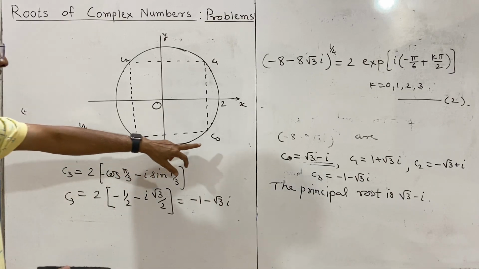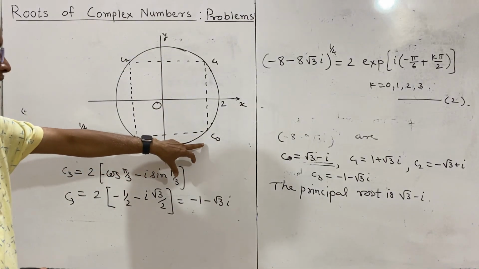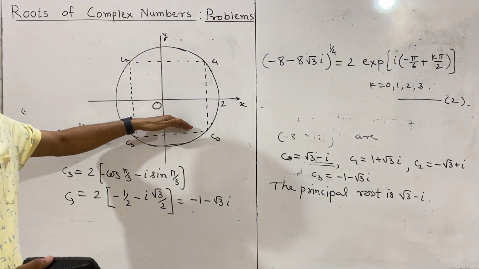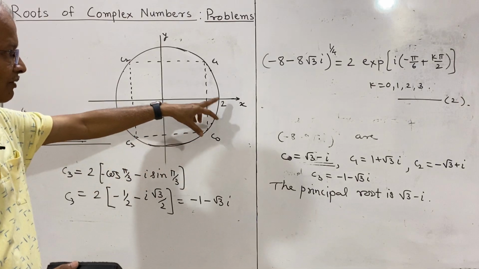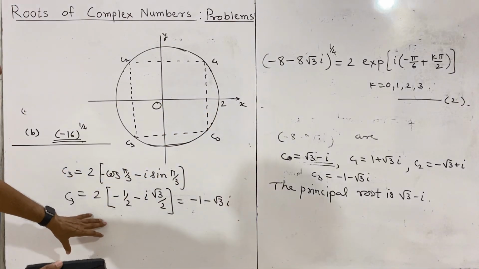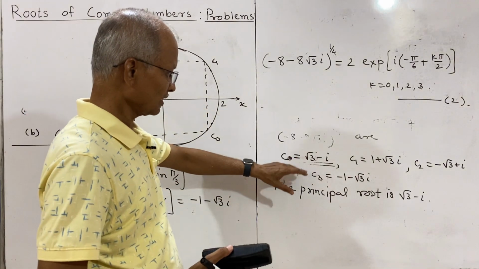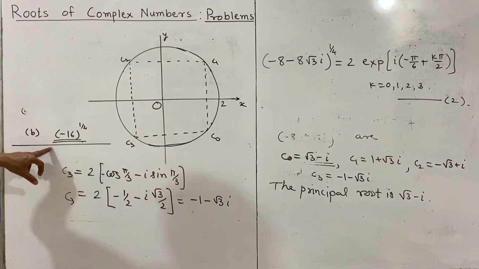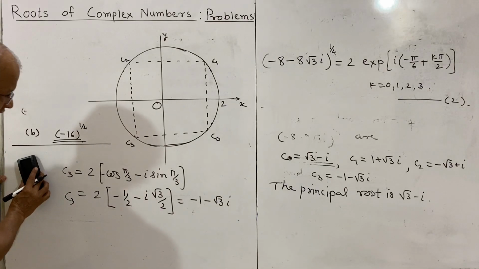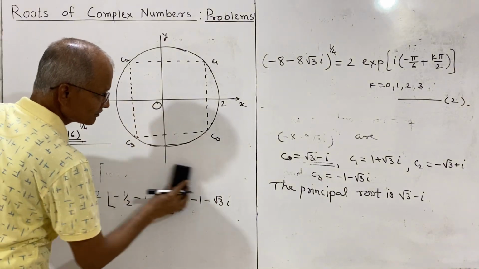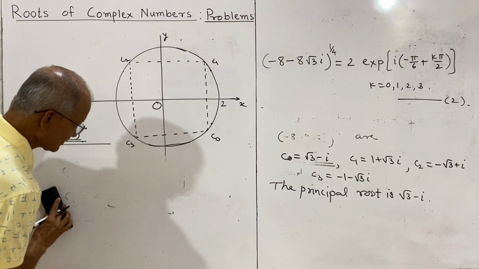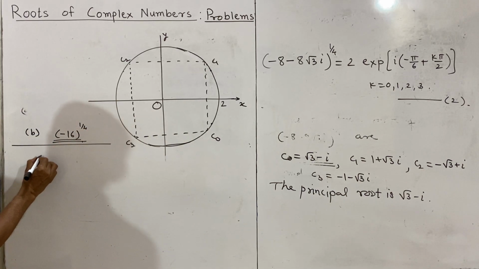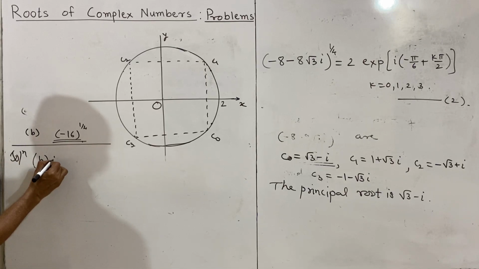So the C0 expression is also correct. C0, C1, C2, C3 lie on the vertices of a square which is inscribed in a circle of radius 2. So in this way these are the roots, and the first is the principal root, root 3 minus I. And for problem B, you should solve it yourself. Solution for B, try yourself.